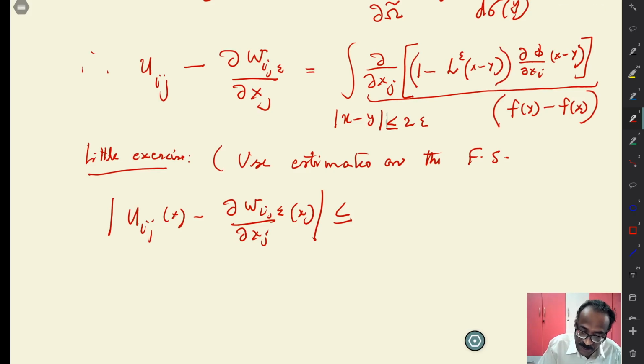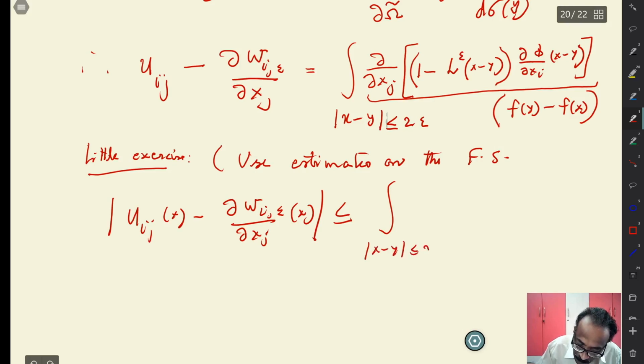When you differentiate this h epsilon, you know that it is bounded by a over epsilon, which we have used in that case. So when you differentiate this here, maybe some constant comes in, but that's not important. You will have 2 epsilon, so the integration is over that. So the first term, when you differentiate this one, will bring some a over epsilon, and there is the bound on this d phi by dxi. And then when you take this differentiation, this term is less than or equal to 1.